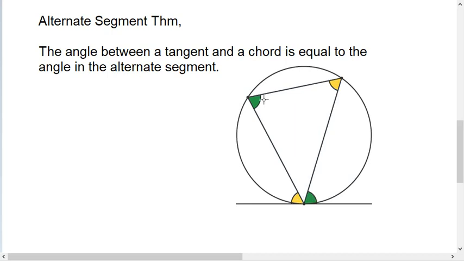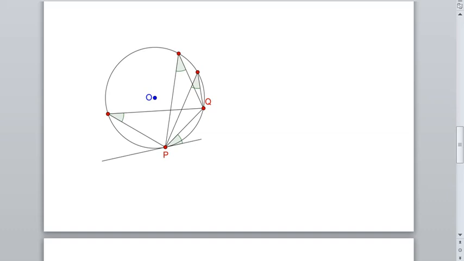Now you will ask one question: if this angle, instead of being here, was here somewhere, will it be equal? So the answer is yes. See, it's like this. This is the PQ.